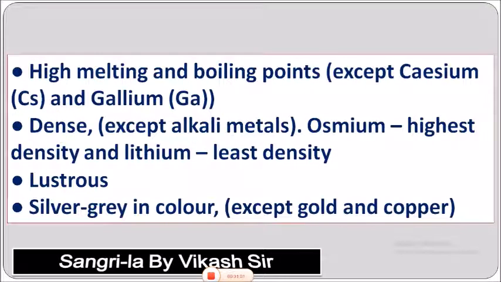Okay. Next, metal has a high melting and boiling point. For example, there are so many metals you will find in the periodic table, and the exceptions you will see are cesium and gallium. Okay, this cesium and gallium do not have a high melting and boiling point. Metals are generally dense, except in the alkali metals, where osmium has the highest density and lithium has the least density. Metals are lustrous, and metals are silvery gray in color except gold and copper.